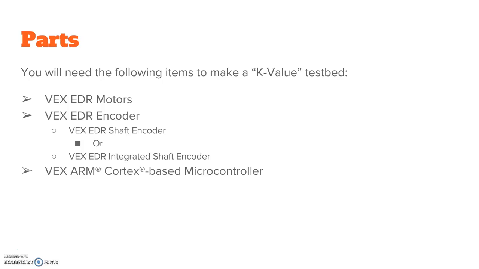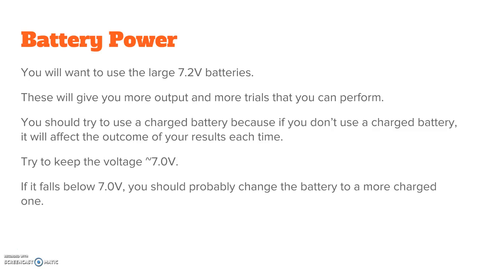Some things that you'll need for this: VEX-EDR motors for making a test bed, the encoders, either shaft encoders, integrated encoders, whichever one you're comfortable with using. The Cortex, of course, you'll need that, and then however you want to build up your test bed, that is also something you'll need. Battery power.